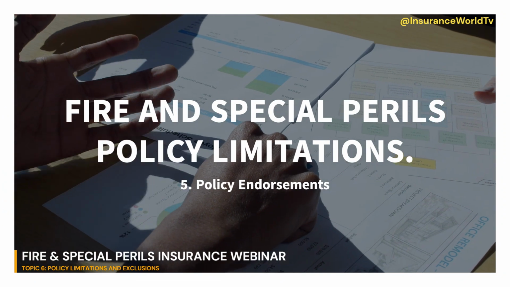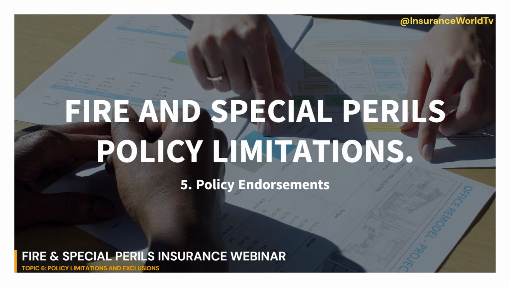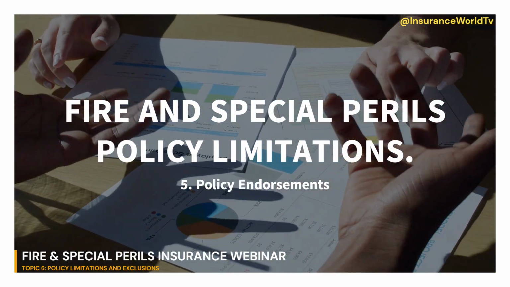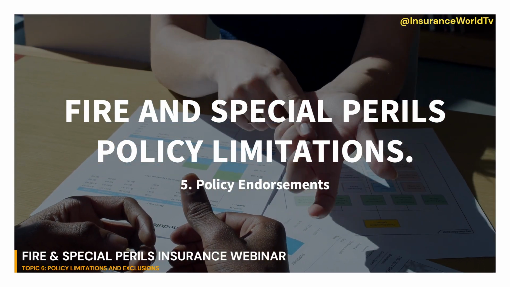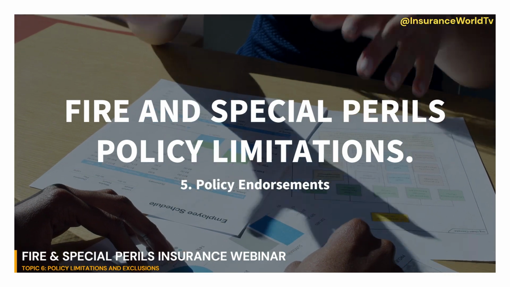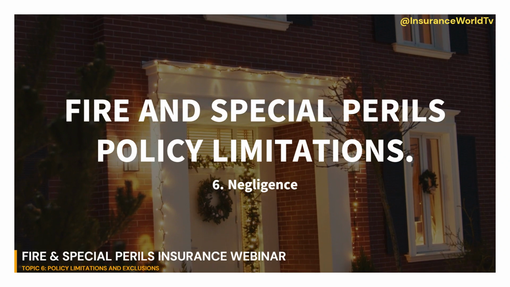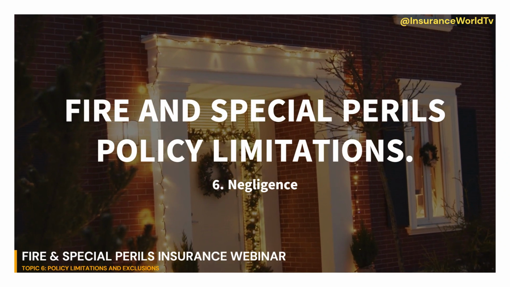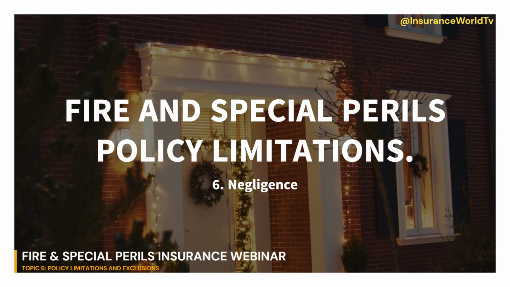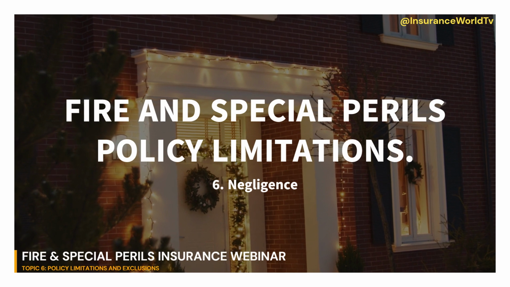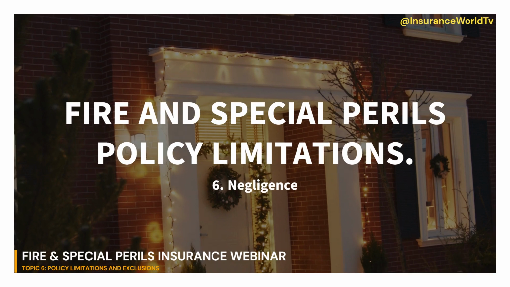5. Policy endorsements. Policyholders should carefully review any endorsements or special provisions attached to the policy. Endorsements can modify or add coverage to the standard policy, and policyholders need to be aware of their implications. 6. Negligence. Fire and special perils insurance typically covers accidental damages, but damages resulting from the insured's negligence may be excluded. For example, leaving a stove unattended and causing a fire may not be covered.